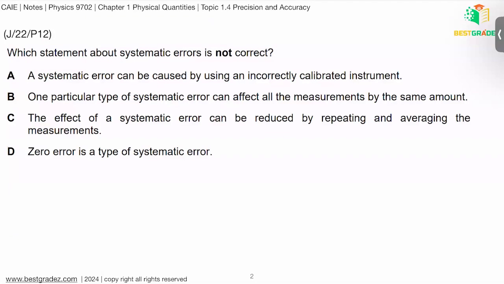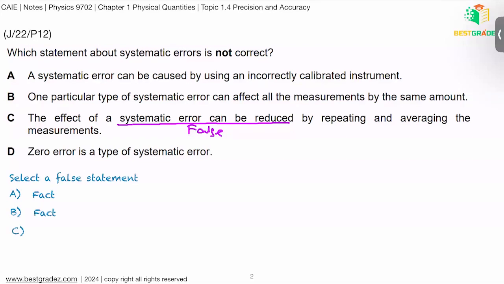Which statement about systematic error is not correct? Random error can be reduced. You cannot reduce systematic error. Fine. And they are asking for the false statement. If you look at other options, A is correct because that can cause a systematic error, same amount. That is what systematic is.